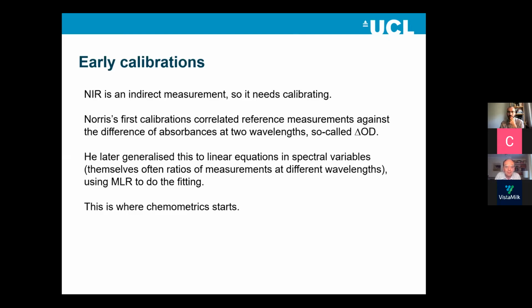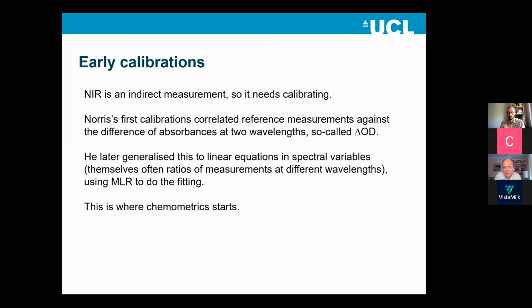And what Norris did to start with was really very simple. It was so-called delta OD, delta optical density. One wavelength won't do, and that's because other things interfere with the absorbances of the things that you're trying to measure, not least particle size when you're measuring on a ground sample directly. But for some things, two wavelengths will do. And for some things, all you have to do is take the difference of the absorbance at two different wavelengths, and that gives you what was called delta OD.